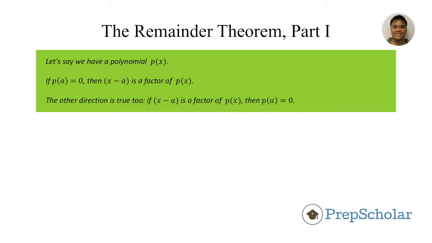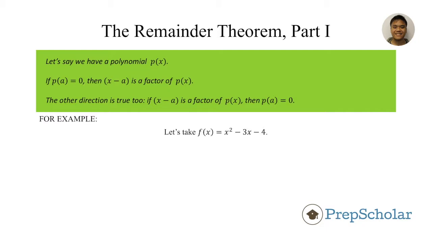Well, if we plug in a and get 0, that is p of a is equal to 0, then x minus a is a factor of p of x. The other direction is also true. If x minus a, where a is some number, is a factor of p of x, then p of a must equal 0. That's pretty abstract and pretty complicated, so let's look at an example.